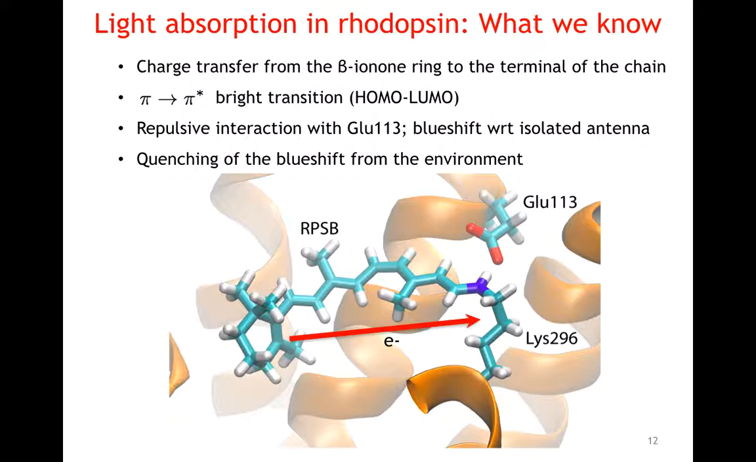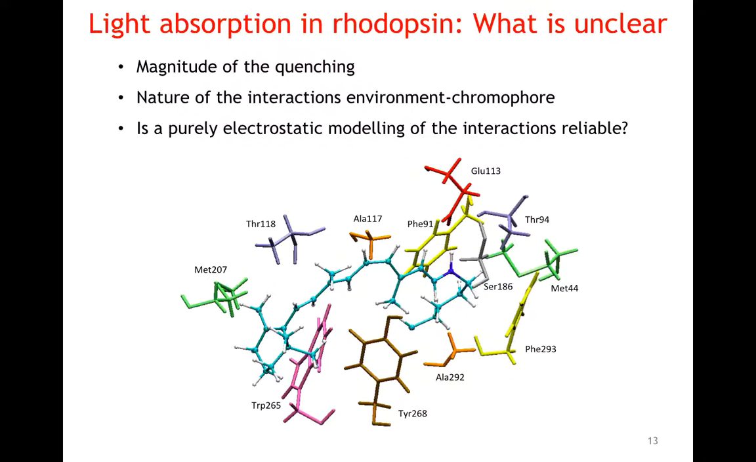generates a repulsive interaction with the residue of glutamic acid close to the chromophore, and this generates a blue shift with respect to the absorption of the isolated antenna. The role of the rest of the protein is to create a quenching of this blue shift, eventually giving the observed experimental absorption. There are, anyway, things that are not clear, and in particular, it is not clear what the exact magnitude of this quenching is.